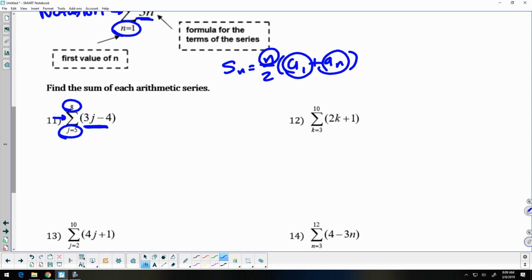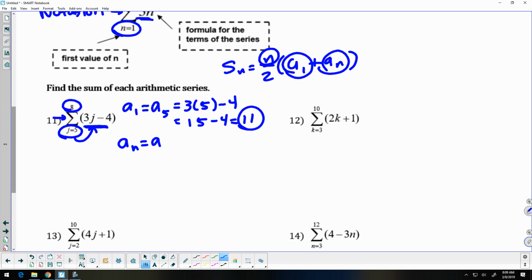Okay, so what am I doing? I'm going to start with the first term. How do I find a sub 1? A sub 1 is technically going to be the 5th term, so we're only going from the 5th term to the 8th term. What you're going to do is plug in 5 for j. So a sub 1 is more so like a sub 5. A sub 5 technically is our first term, but if you just plug in 5 for j, you're doing 3 times 5 minus 4. So that's 15 minus 4. The first term is 11. Okay, so I got 1 down, 2 to go. Now I need the last term, a sub n, which is technically going to be a sub 8 in this case.